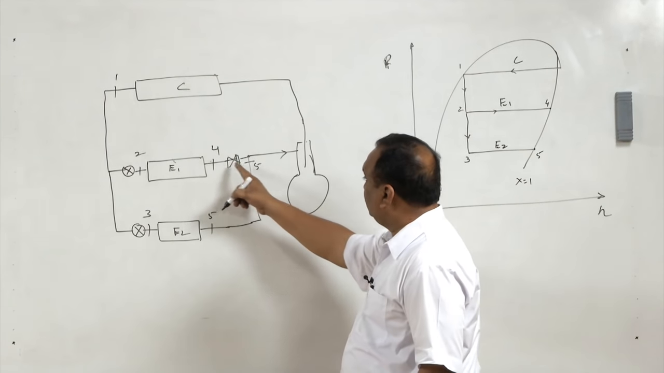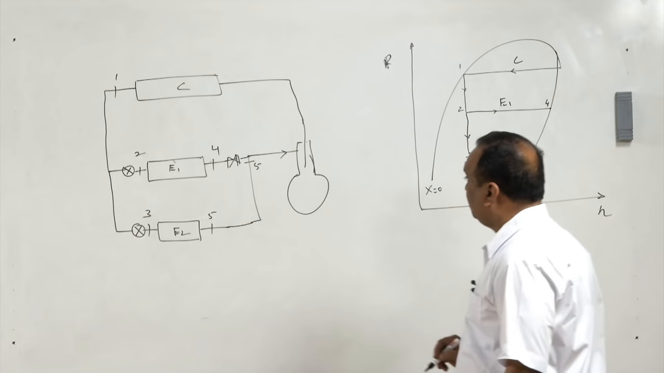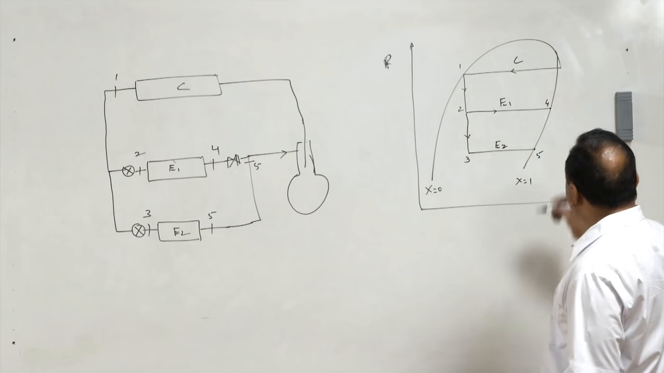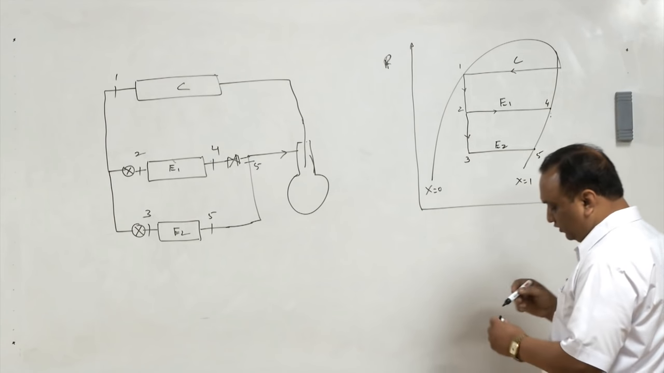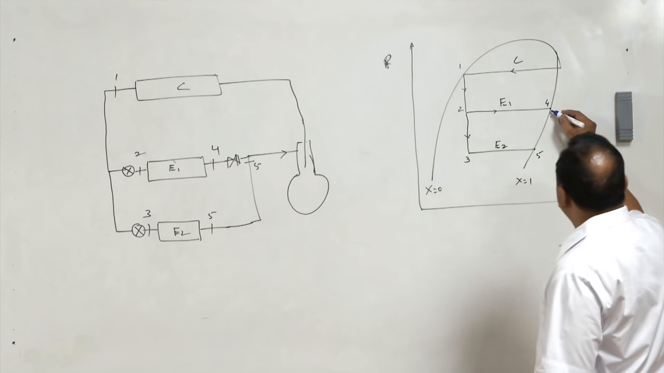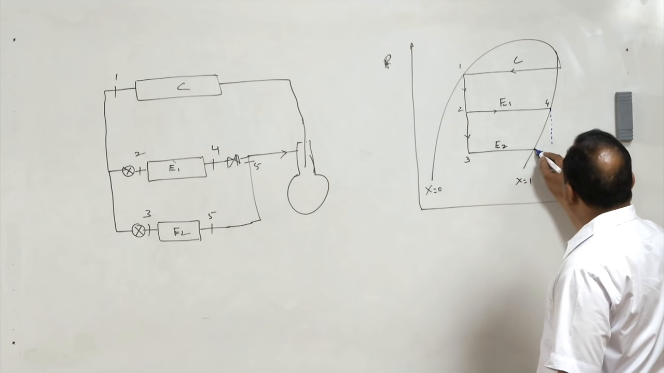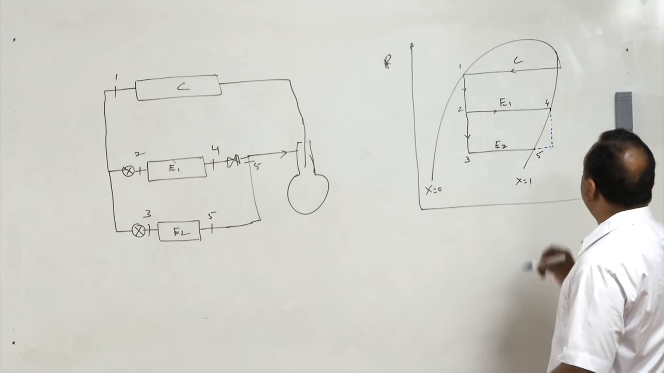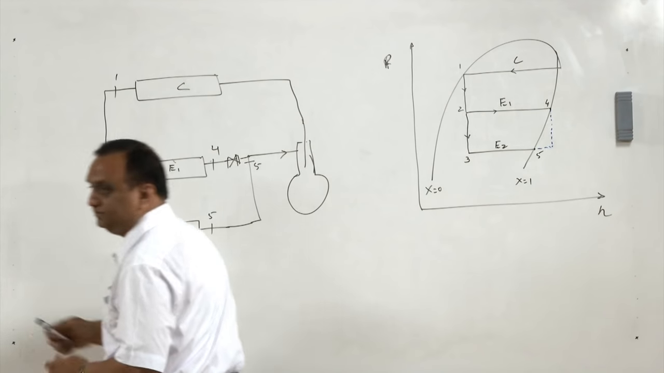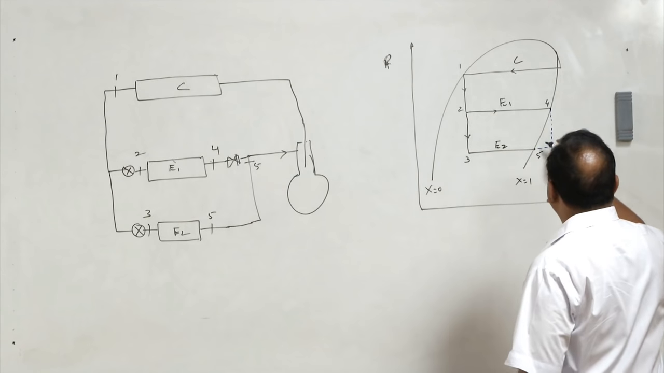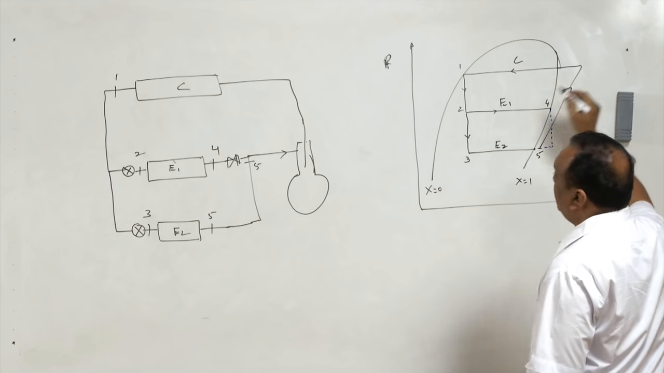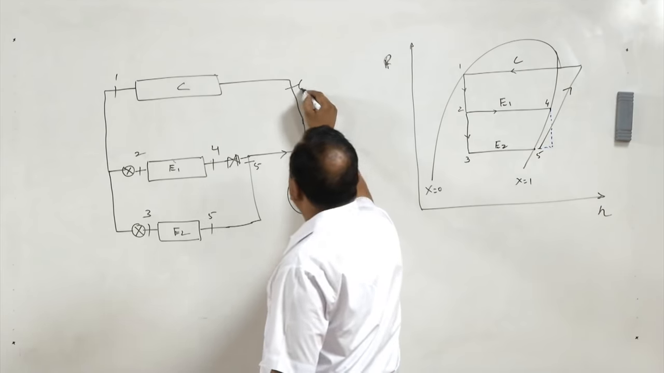What should we do? We should reduce the pressure at the exit of evaporator 1 through throttling. In a throttling process, enthalpy remains constant. Through a throttling process, the pressure is reduced and mixing takes place. After mixing, the mixture goes to the compressor and compression takes place, and we attain state 6.